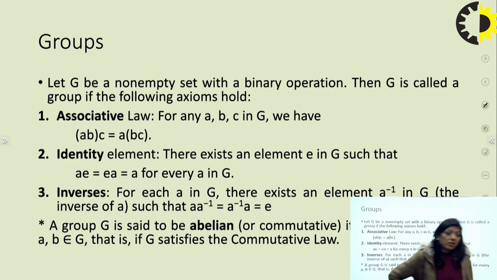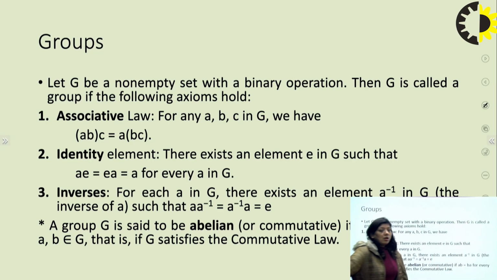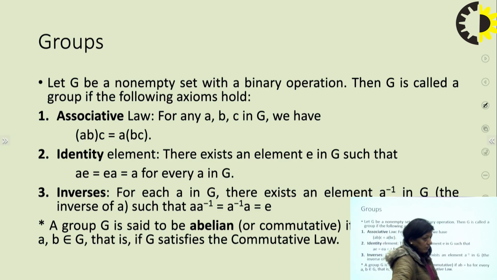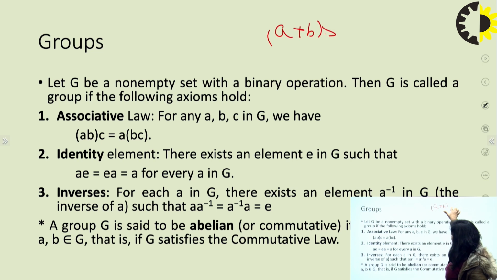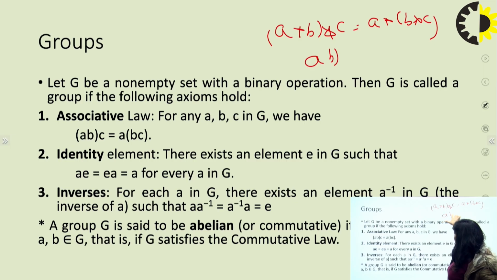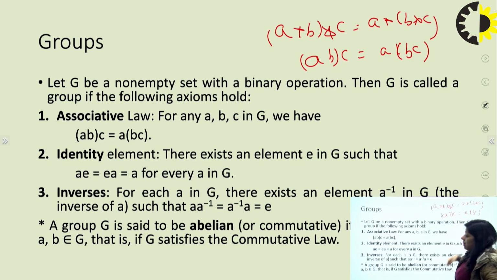So what is the associativity law? For any a, b, c in G, the property of associativity is (a * b) * c is equal to a * (b * c). We can write it in the form of an algebraic structure as (ab)c = a(bc). This is the property of associativity.